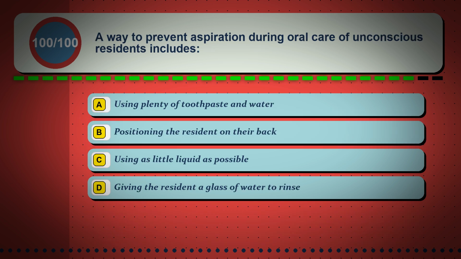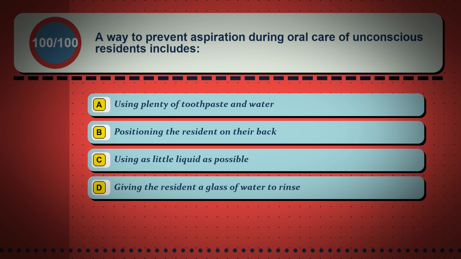Question 100. A way to prevent aspiration during oral care of unconscious residents includes Option A. Using plenty of toothpaste and water. Option B. Positioning the resident on their back. Option C. Using as little liquid as possible. Option D. Giving the resident a glass of water to rinse.